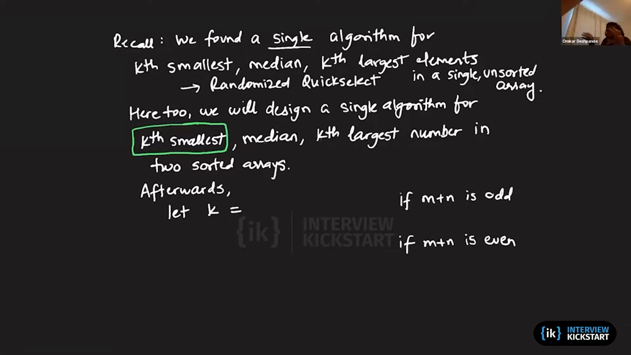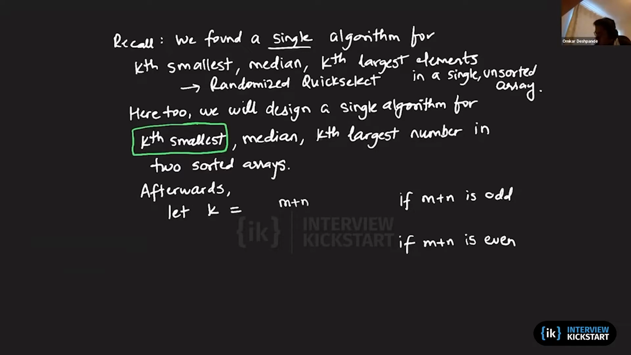So when I say kth smallest element, how do we define it? In the same way that we defined it in the sorting class: if you were to have all the numbers sorted, then k tells us the rank of that number in that sorted list. If k is equal to 1, we get the smallest number overall in those lists combined. If k is equal to 2, we get the second smallest, and so on.